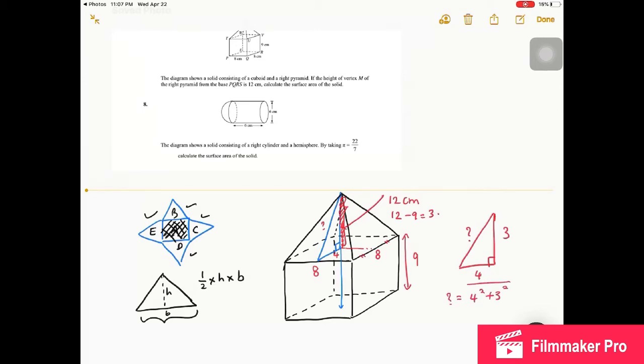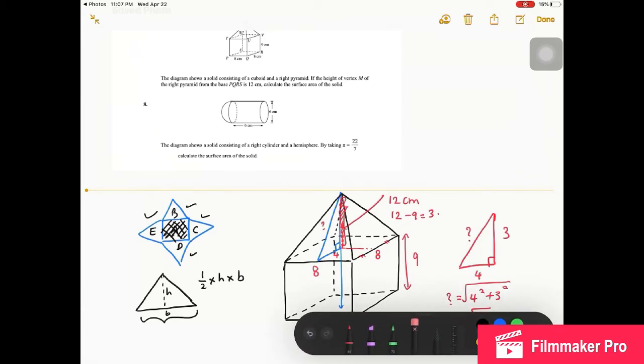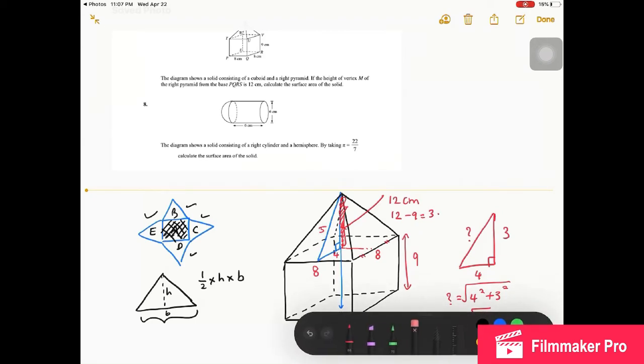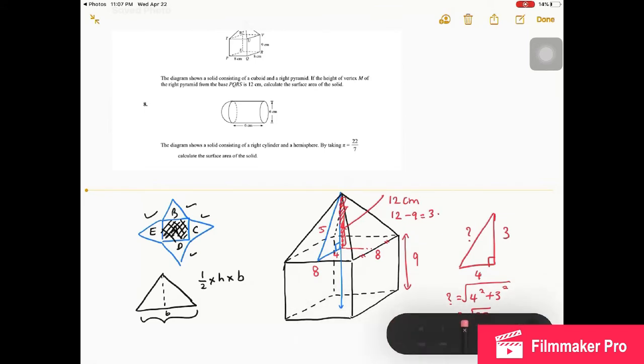So how to find the length there? It's 4 square plus 3 square, square root. So it is equal to square root 25, or equal to 5. So we know that the height of the triangle is equal to 5. So meaning that this height is equal to 5.